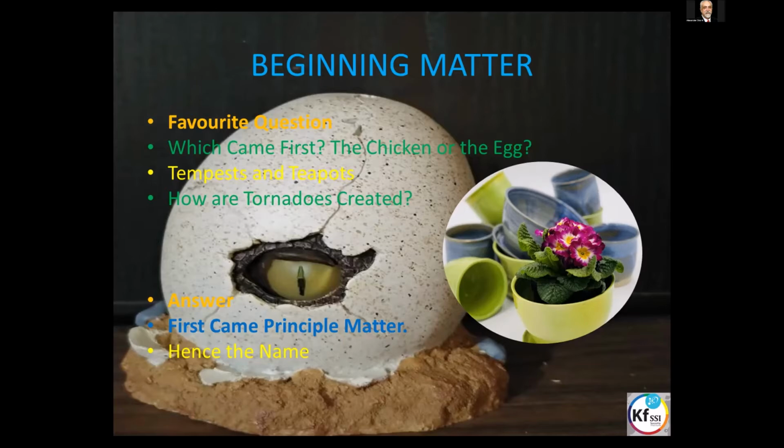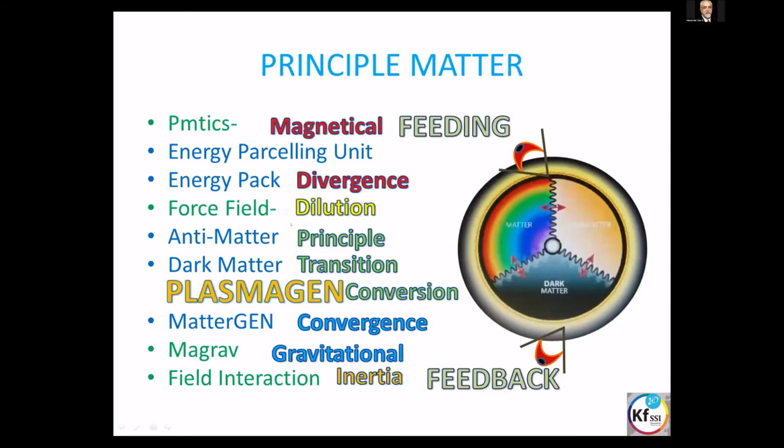So regardless of which question you're asking, the answer is always first, the principal matter came first. And from there, everything else follows. So in terms of what we create, it comes from a source. That source is the PM tick, which is a magnetical feeding. Everything else is a creation.